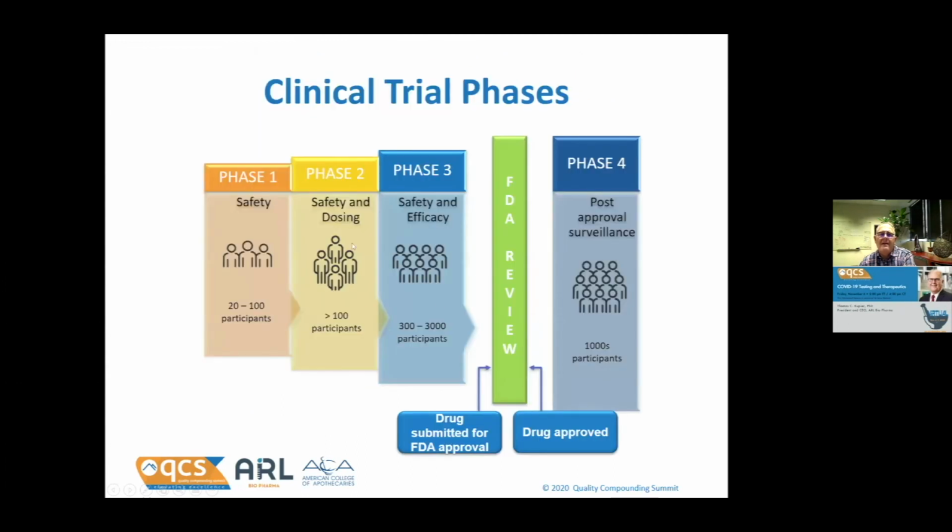The 3 phases is the phase 1 of a clinical trial, of course, is the safety. Phase 2 is the safety and dosing, and then it's starting to phase 3, looking at the safety and efficacy, and then all this data is compiled and given to the FDA for the review, whether they'll determine it is approved or not. But I wanted you to bring also the increasing number of participants as you conduct the study.